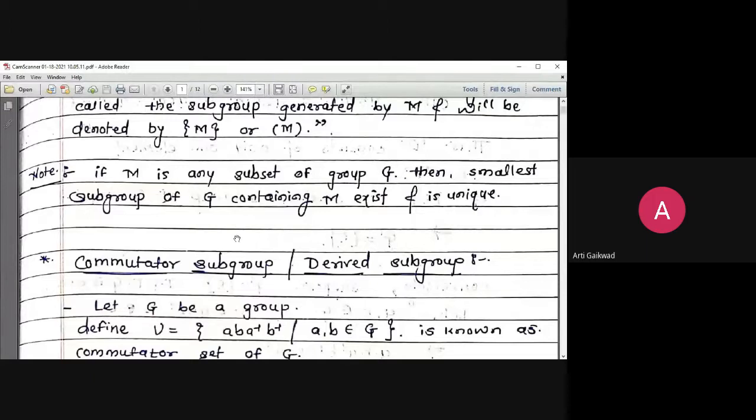The definition of commutator subgroup. The next point is commutator subgroup, also called derived subgroup. Let's see what is the definition of the commutator subgroup or derived subgroup.